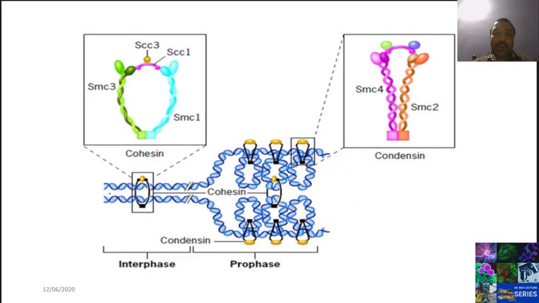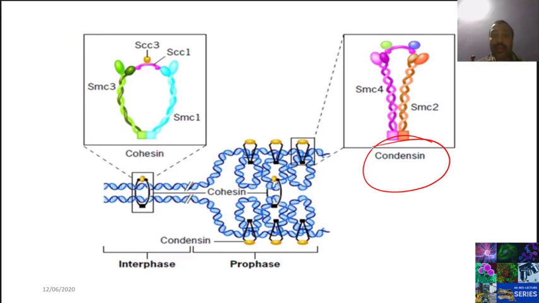We discussed one of the major events in prophase, which is the disappearance of the nuclear membrane. I hope everyone remembers that event of prophase. And the condensin protein gets activated only after the disappearance of the nuclear membrane. It's a very interesting fact that condensin gets activated only after the disappearance of the nuclear membrane. How is it managed inside the cell?